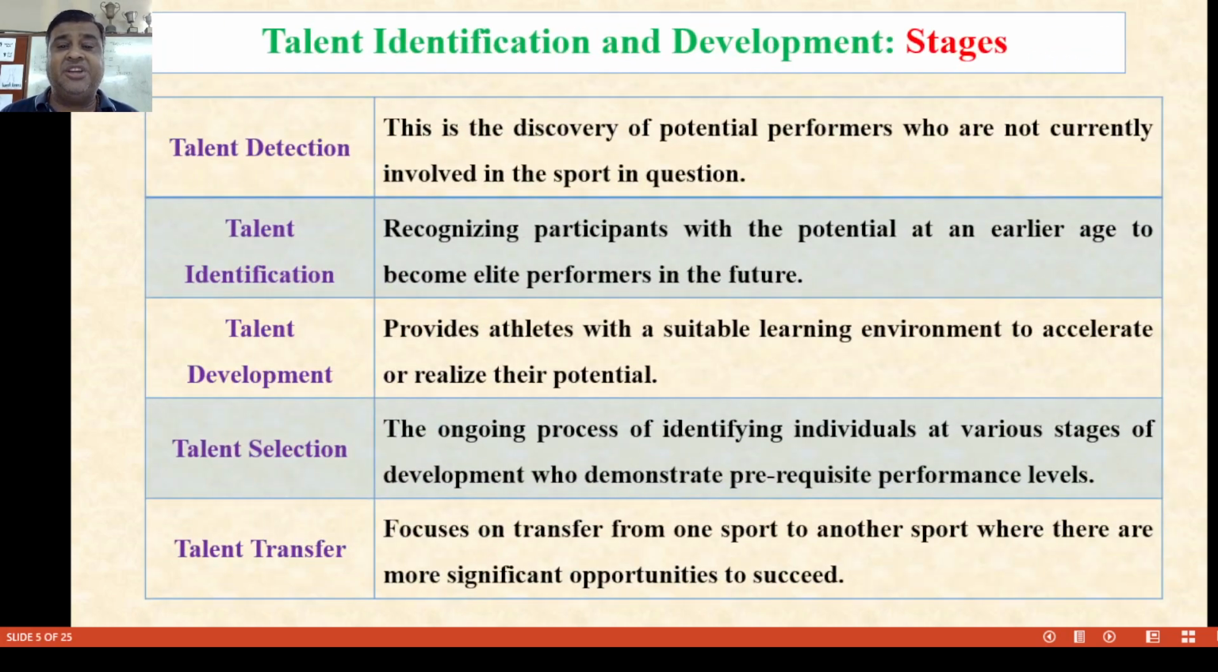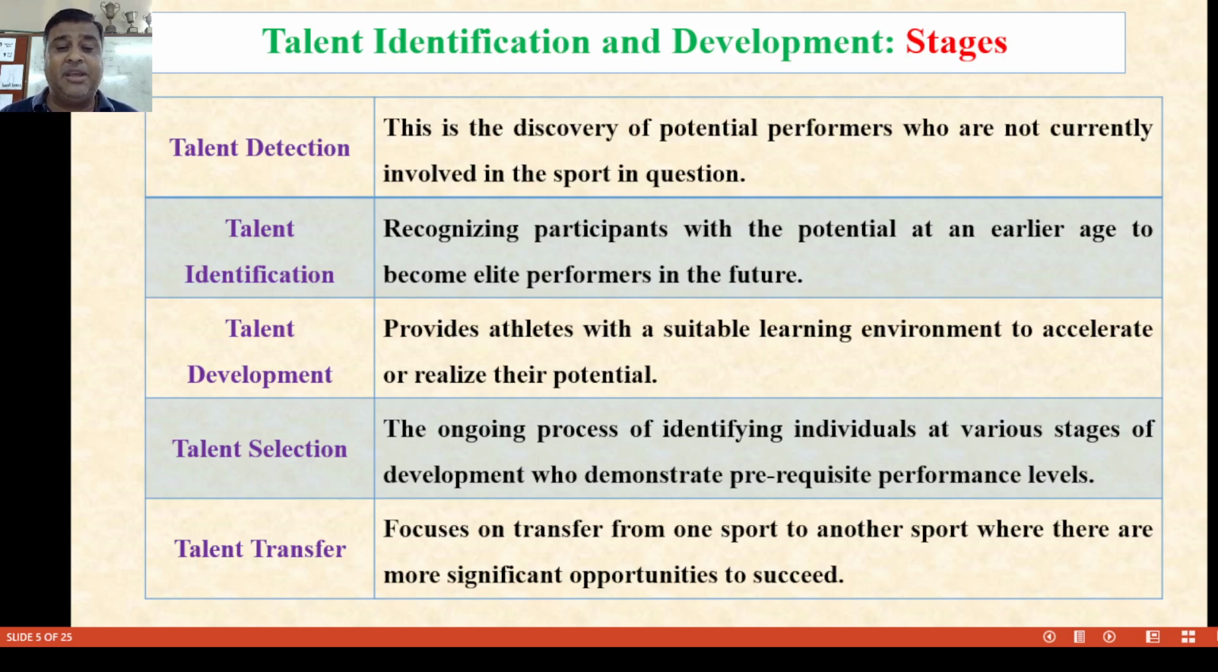Now, talent identification and development and their different stages. There are 5 different types. First is talent detection, talent identification, talent development, talent selection, and last, talent transfer. We'll discuss one by one. Now what is talent detection? This is discovering potential in performers who are not currently involved in sport. Talent identification is the recognition of participants with potential at an early age to become elite athletes in their future stages.